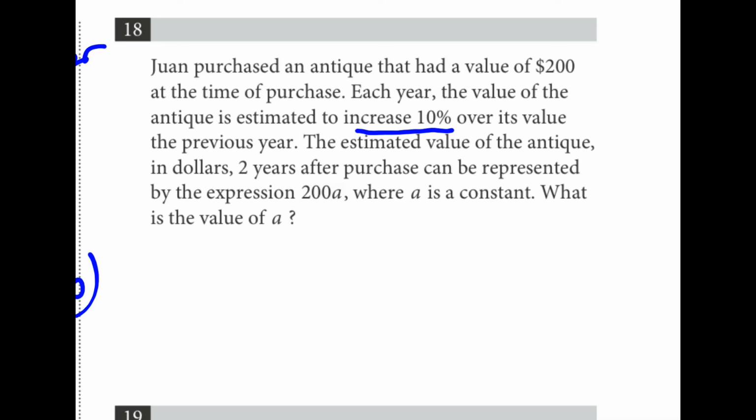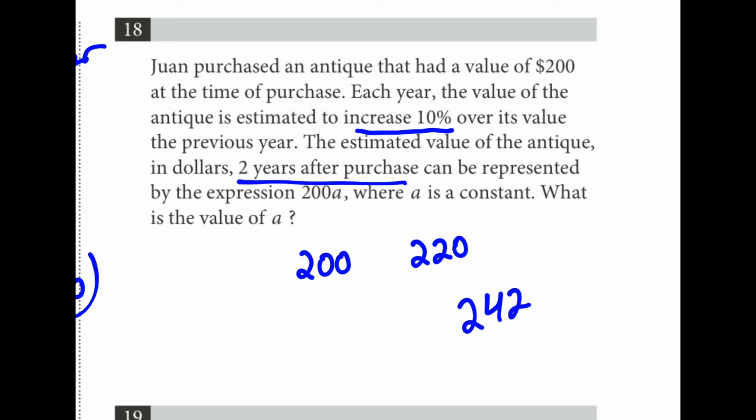18, we're looking at exponential growth. We see that here with the increased 10%. So we could take 10% and say that we're looking at 220 the next year. And after that, we're looking at 242. But they don't want to know the actual value 2 years after purchase. They want to know, using the expression 200a, where a is a constant, what is the value of a?